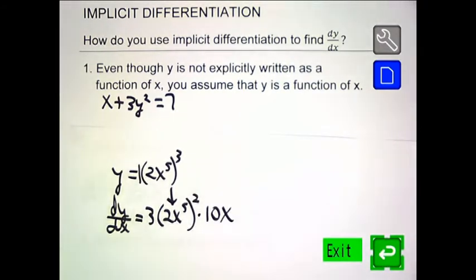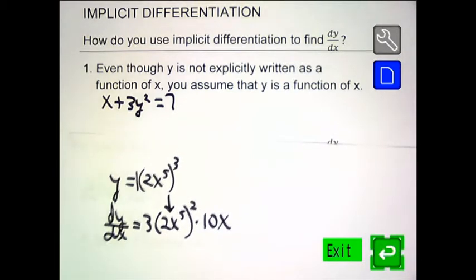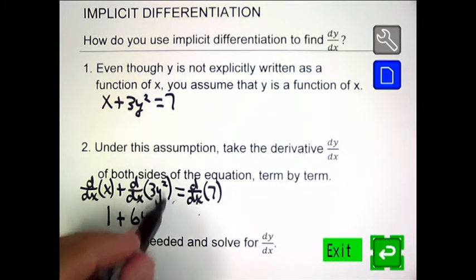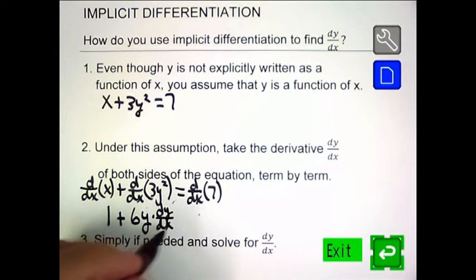So that's the same sense that I'm thinking of y back here. Y is some function of x. So when I take 2 times 3 and get 6, and take the 2 down to 1 and get just y to the first, I still have to come back and multiply by the derivative of y, which symbolically is dy over dx.